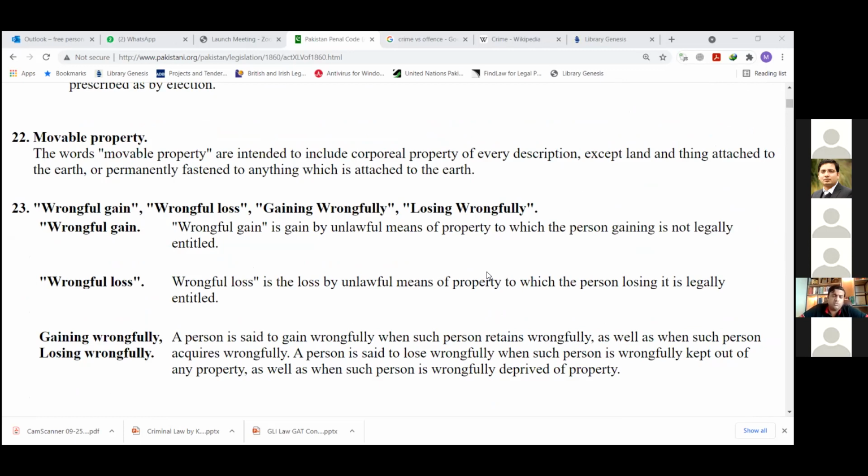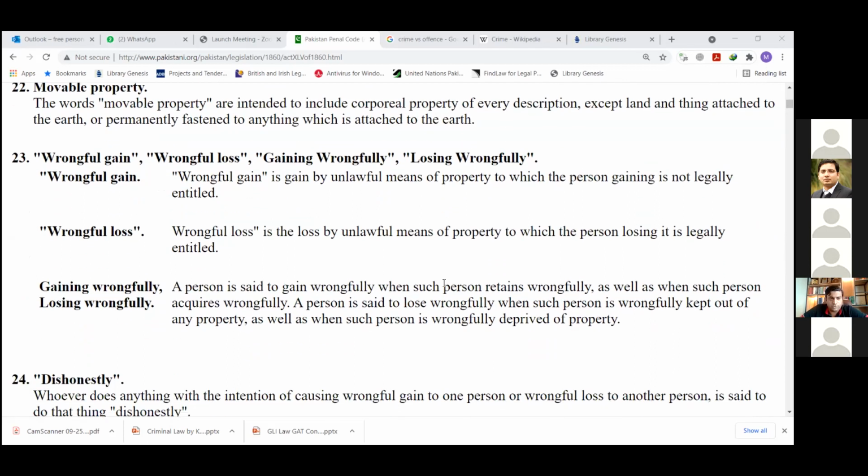Movable property, according to section 22, is corporeal property of every description. So everything which is permanently attached to earth is immovable, and the land itself, and every other thing is movable property. Wrongful gain, wrongful loss, gaining wrongfully, losing wrongfully are used frequently in the text of PPC. So wrongful gain is gain by unlawful means of property to which the person gaining is not legally entitled. Wrongful loss, on the other hand, is loss by unlawful means of property to which the person losing it is legally entitled.